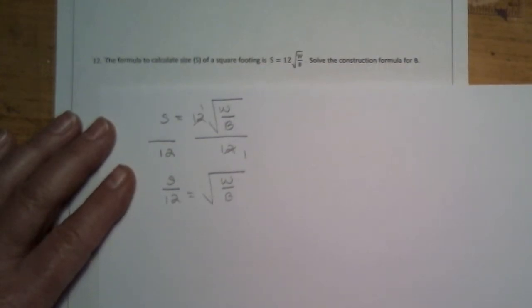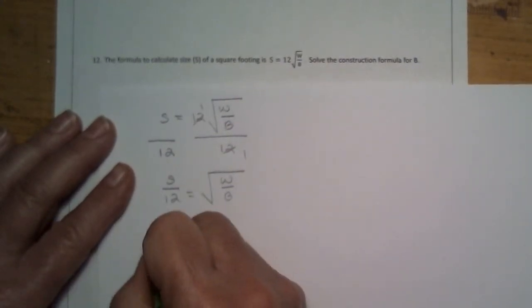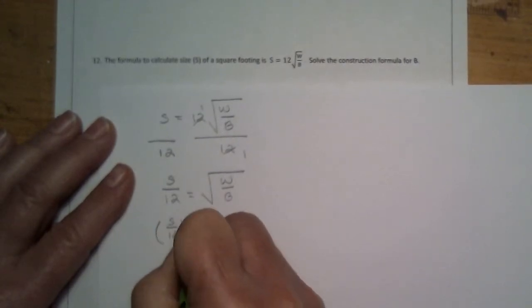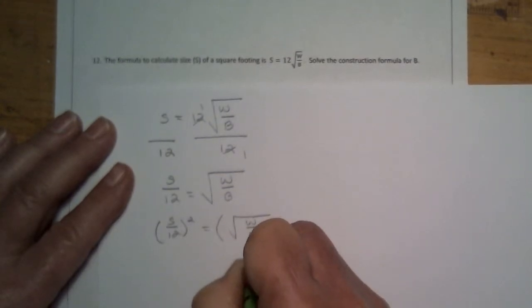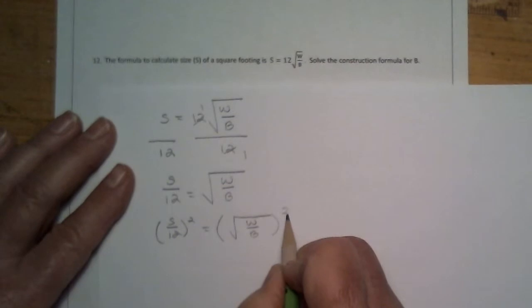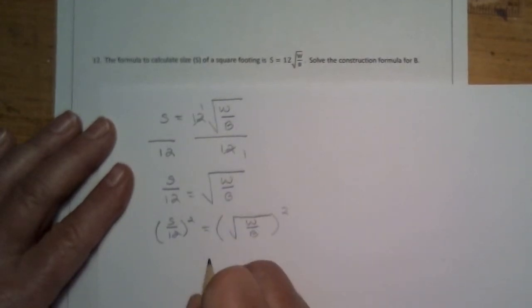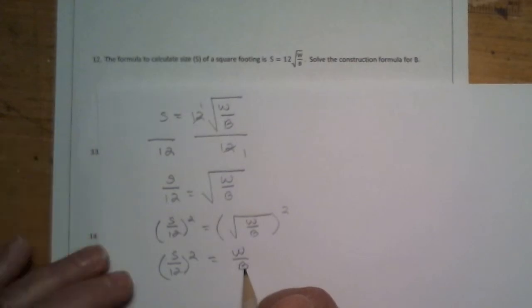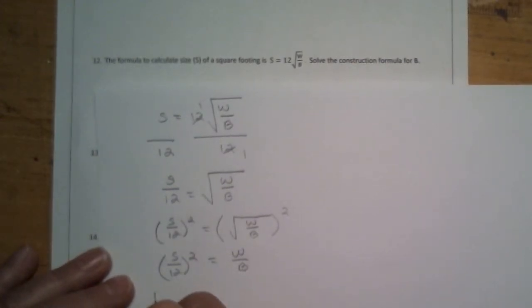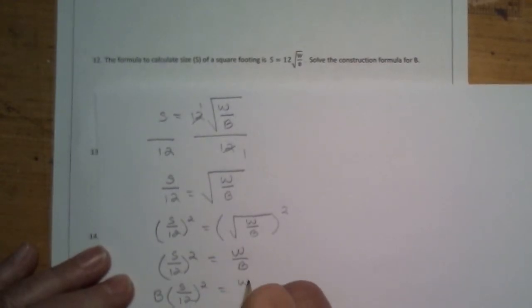Now I'm going to go ahead and square both sides in order to take this off. Square this side. Square that side. This undoes that, leaving me with just W over B. Finally, I want to get to the B. I'm going to multiply both sides by B. And that makes the B's drop out.